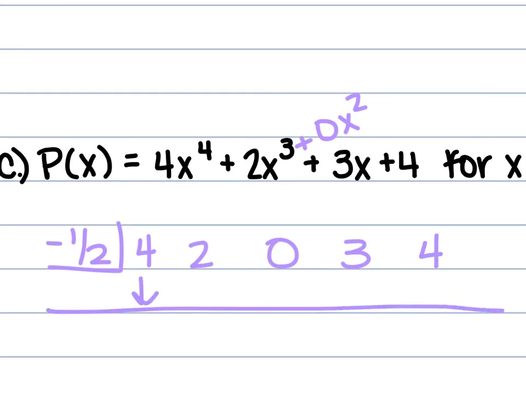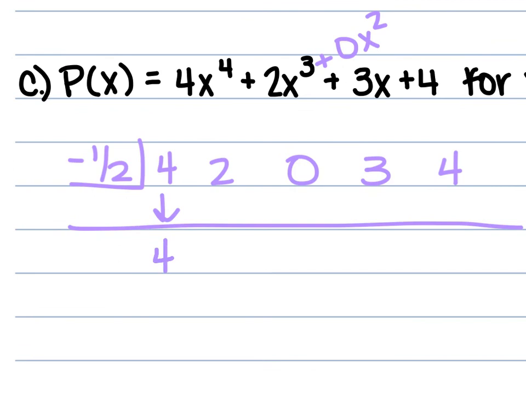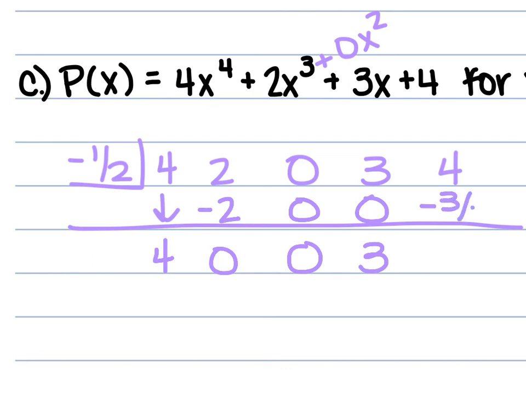We're going to bring down that 4. 4 times negative 1/2 is negative 2. 2 minus 2 is 0. 0 minus 1/2 is 0. 0 plus 0 is 0. 0 times the negative 1/2 is 0. 3 plus 0 is 3. 3 times negative 1/2 is negative 3 over 2.